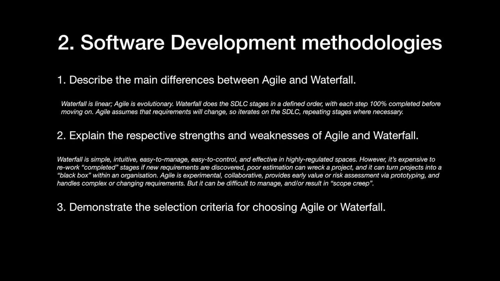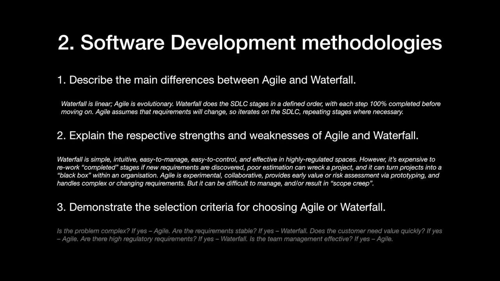Demonstrate the selection criteria for choosing Agile or Waterfall. Is the process complex? If yes, probably Agile. Are the requirements stable? If yes, Waterfall's in with a look. Does the customer need value quickly? If yes, Agile because of the prototyping. Are there high regulatory requirements? If yes, waterfall, because we should spec it up front. Is the team management effective? If yes, agile, because agile is harder to manage than waterfall, so you should have effective management if you're going to pick it.